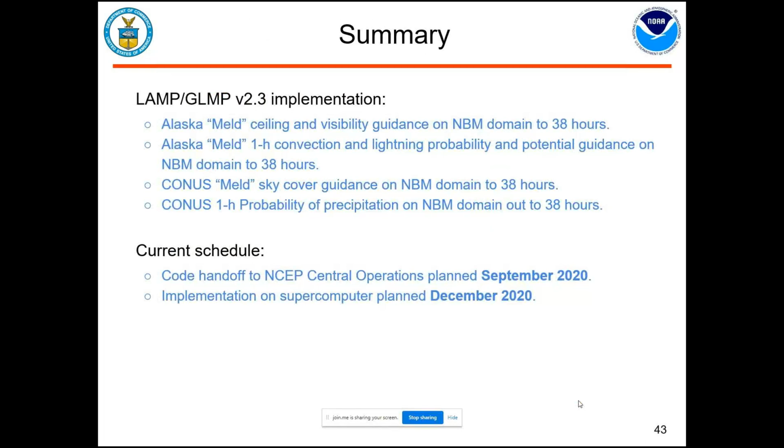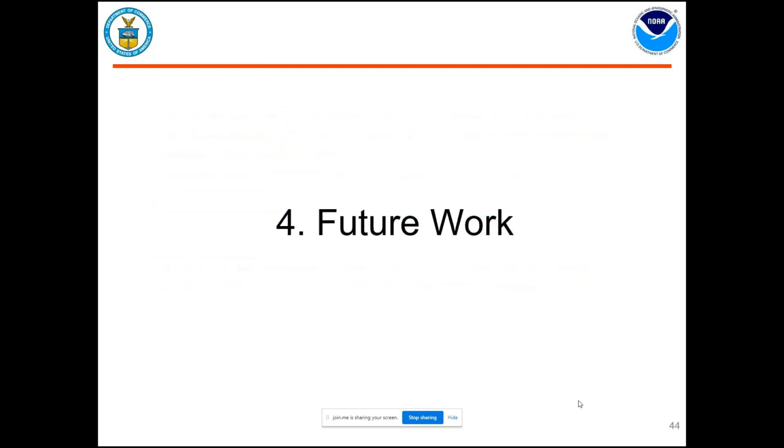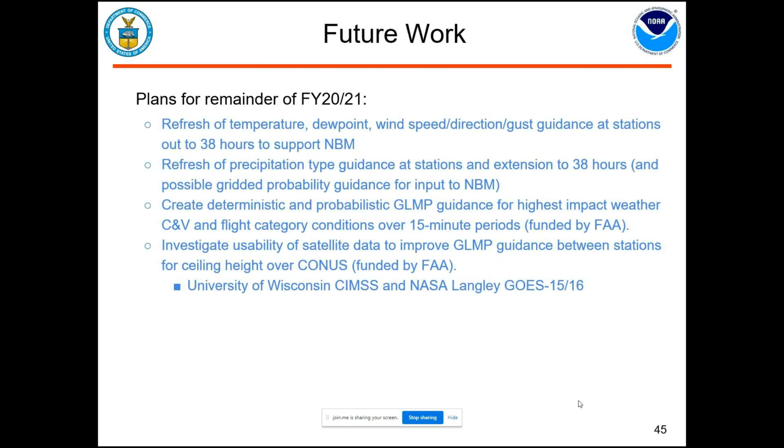All right, in summary, we have those items that I went through: the Alaska ceiling and visibility out to 38 hours, the Alaska convection and lightning out to 38, the meld sky cover for CONUS to 38 hours, and the 1-hour probability of precipitation to 38 hours. The code handoff to NCEP is planned for September 2020, and the implementation on the supercomputer is planned for December 2020.